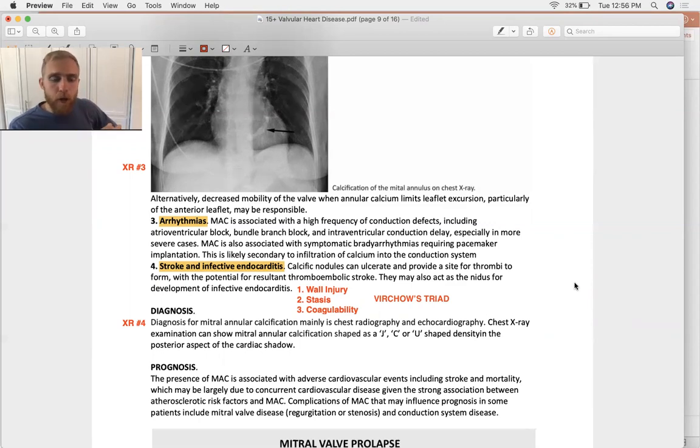And if it can encourage a clot, well, it can also facilitate the attachment of different pathogens, specifically bacteria, but also viruses, to the endocardium of the heart.